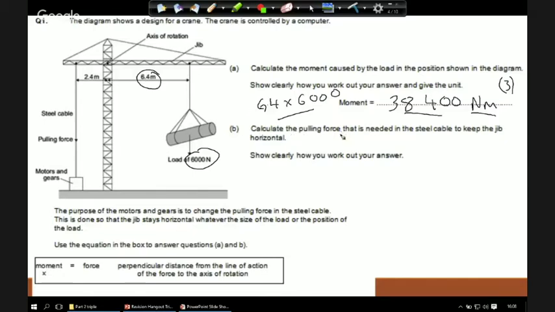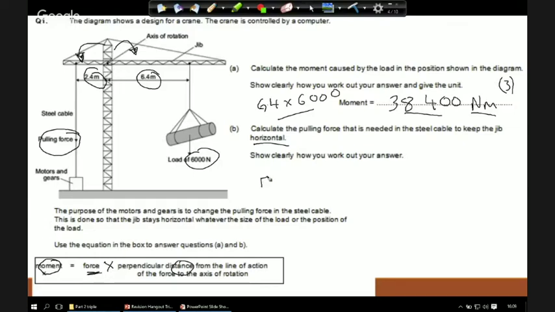Calculate the pulling force that is needed in the steel cable to keep the jib horizontal. So we need to calculate this pulling force here, and we know the distance, and we know that this anti-clockwise moment must balance the clockwise moment of these two systems. So then I'm going to use this same equation, but this time I'm going to rearrange it a little bit. So I know the total moment. I also know the perpendicular distance, and so I am going to try and find force.